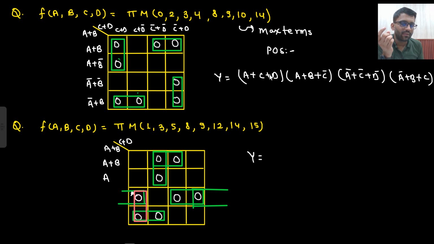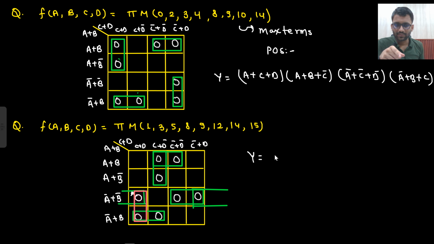What is the literal count here? 1, 2, 3, 4, 5, 6, 7, 8, 9, 10, 11, 12. 12. Now we will write 2 expressions, both will have the same literal count, right? So this is A plus B bar, this is A bar plus B bar, this is A bar plus B. C plus D, C plus D bar, C bar plus D bar, C bar plus D.